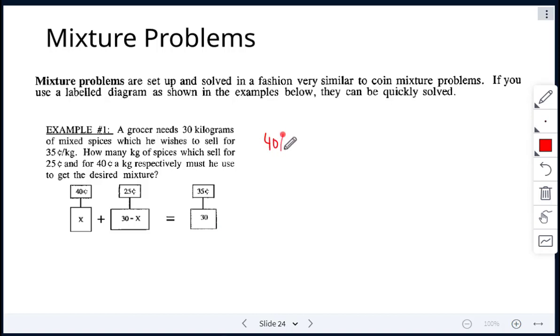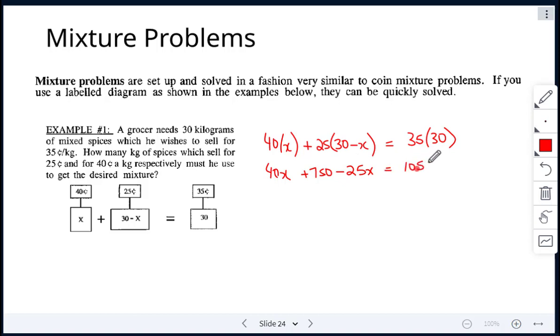So now we can go ahead and create our equation. 40 times x plus 25 times the 30 minus x is equal to 35 times 30. All right, so there's our equation. Now we can solve for x. First we'll multiply this out, which gives me 40x plus 750 minus 25x is equal to 1050.